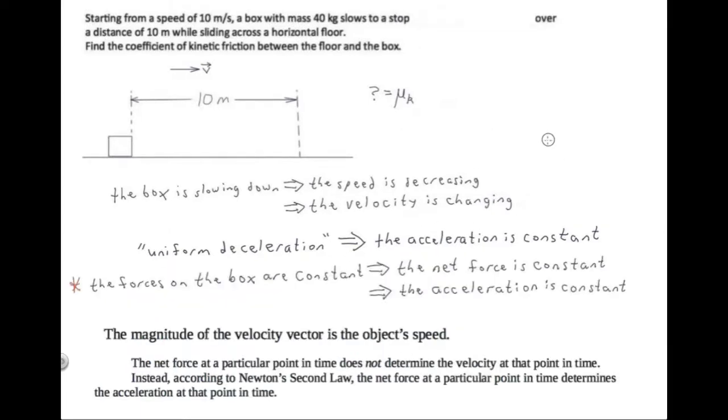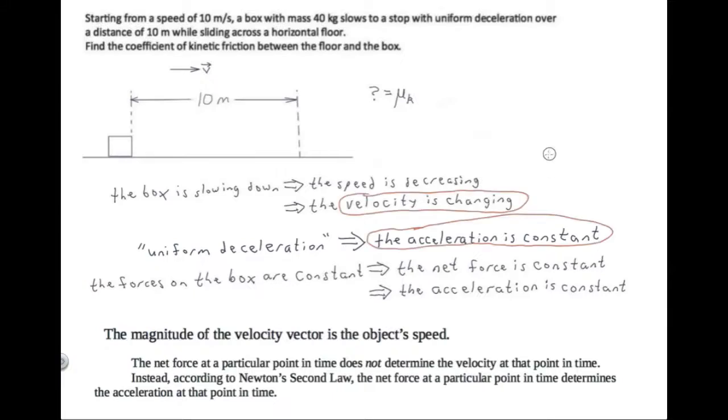So this may seem strange, but in physics, deceleration is considered to be a type of acceleration. By the way, even if the problem had not specifically said that the box has uniform deceleration, we would still know that the acceleration is constant because the forces on the box are constant. The upshot is that for this problem, we will apply the type of kinematics that applies when the object's acceleration is constant, but the velocity is changing.